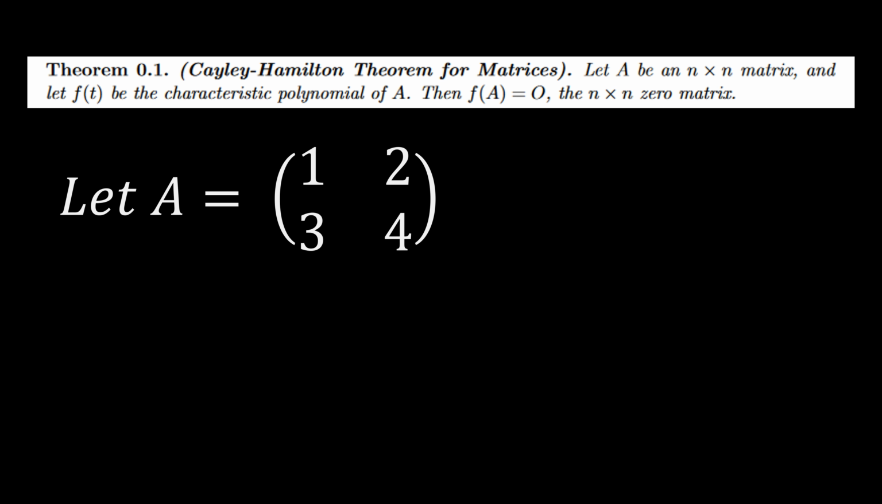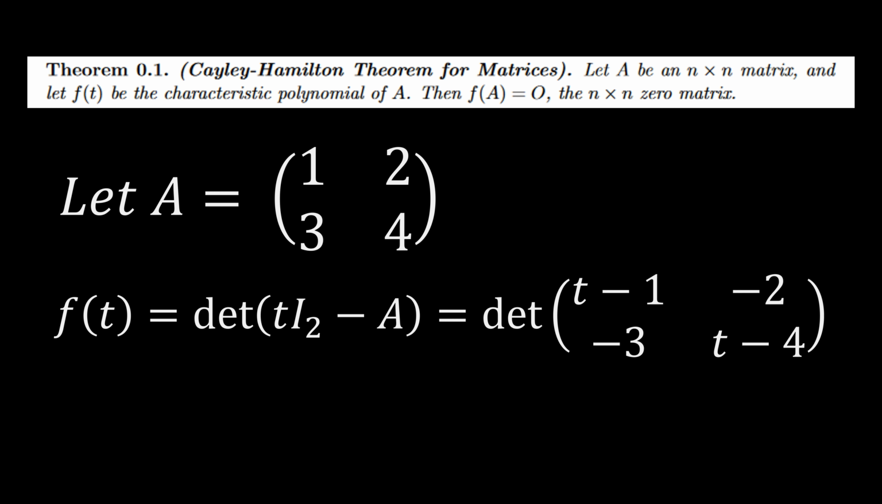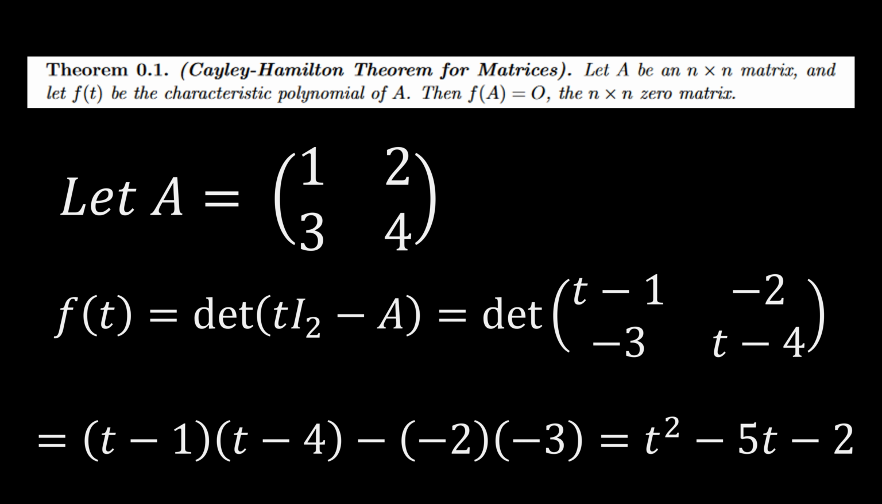Today, we are going to find a polynomial expression for the inverse of an n by n matrix using the Cayley-Hamilton theorem. Let's begin. We're going to set the matrix A equal to [1, 2; 3, 4]. To find the characteristic polynomial, we will calculate the determinant of t times I2 minus A, where I2 is the 2 by 2 identity matrix. Performing the calculations, we get that f(t) is equal to t squared minus 5t minus 2.